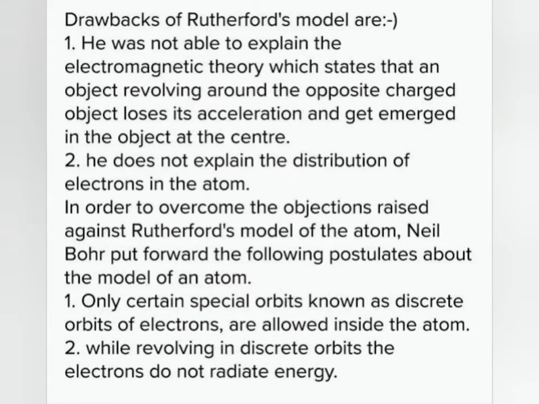In order to overcome the objections raised against the Rutherford model of the atom, Niels Bohr put forward the following postulates about the model of an atom. These drawbacks were solved by Niels Bohr. Niels Bohr says only certain special orbits, known as discrete orbits of electrons, are allowed inside the atom. While revolving in discrete orbits, the electrons do not radiate energy.